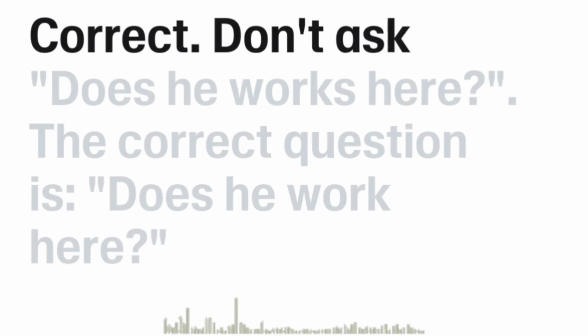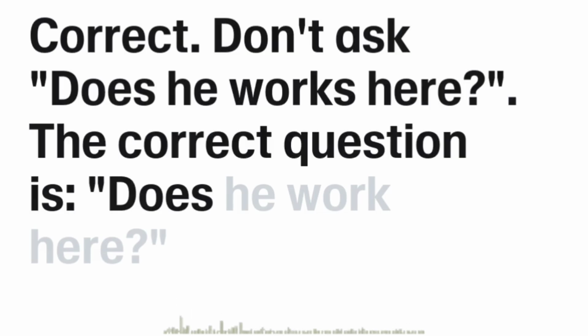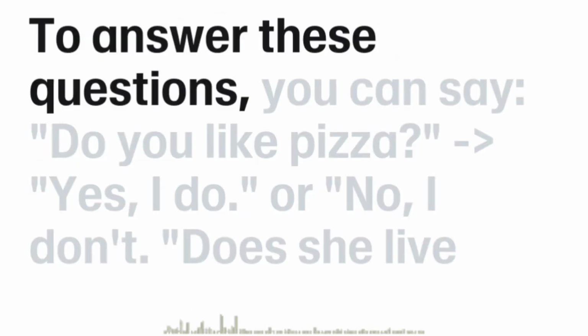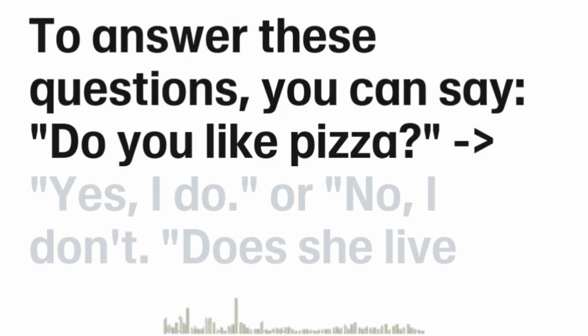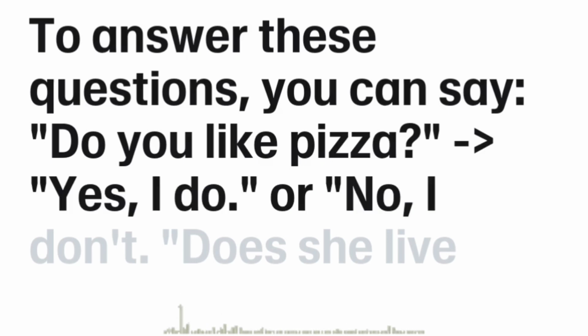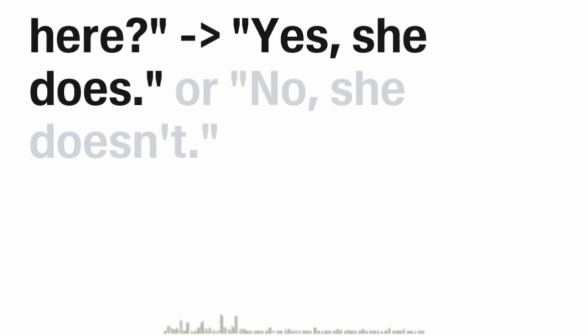Correct. Don't ask, does he works here? The correct question is, does he work here? To answer these questions, you can say, do you like pizza? Yes, I do. Or no, I don't. Does she live here? Yes, she does.